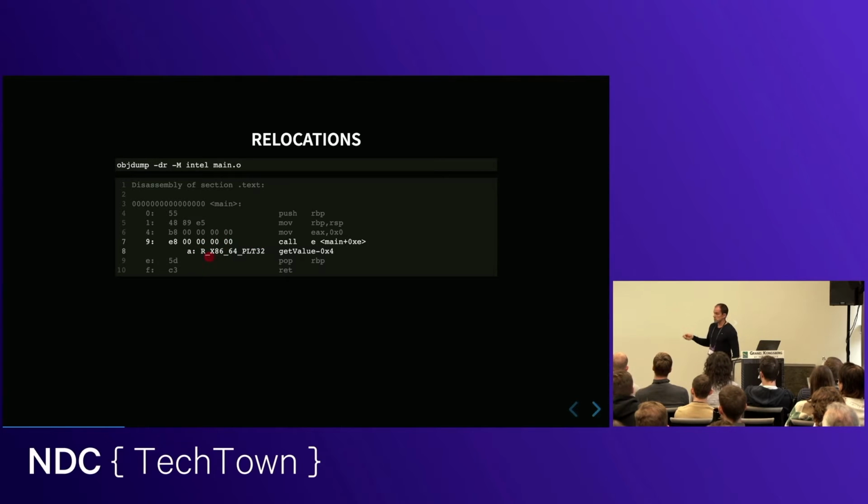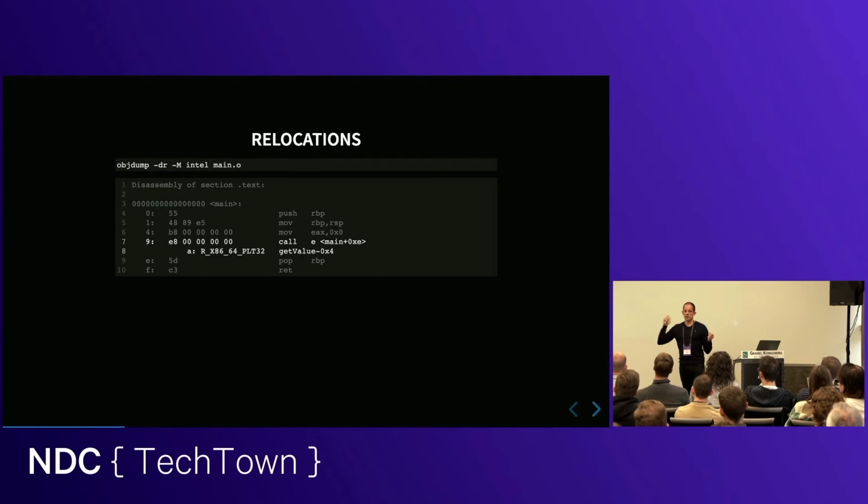And again, the relocations are off in yet another section. This machine code is still just machine code. There's nothing magic in here. But off somewhere else is this relocation information, and objdump is just inlining that information here because it's easier for me to see. So it has said that at address A, please put in the value of getValue. This is byte number 9, this is byte number A. So the linker can then just figure out where it put getValue and fill it in here.